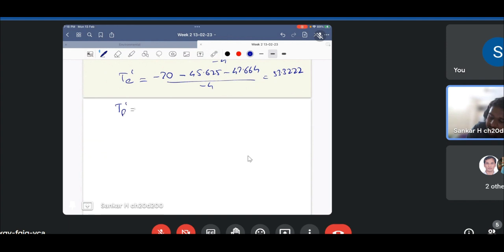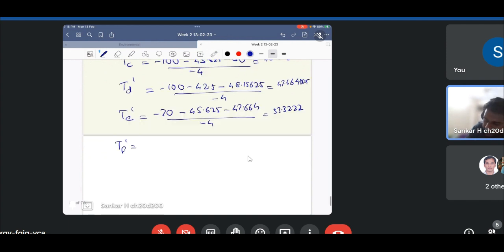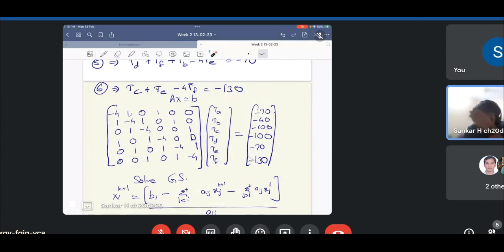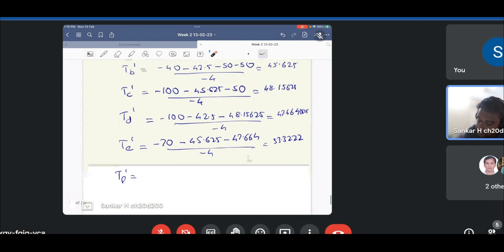And finally, TF is given by, evaluated everything at the first iteration, BI minus 1 times TC minus 1 times PE, everything evaluated at the first iteration. So minus 130 minus 48.15625 minus 53.322 by minus 4. And you will get this as 57.898696.